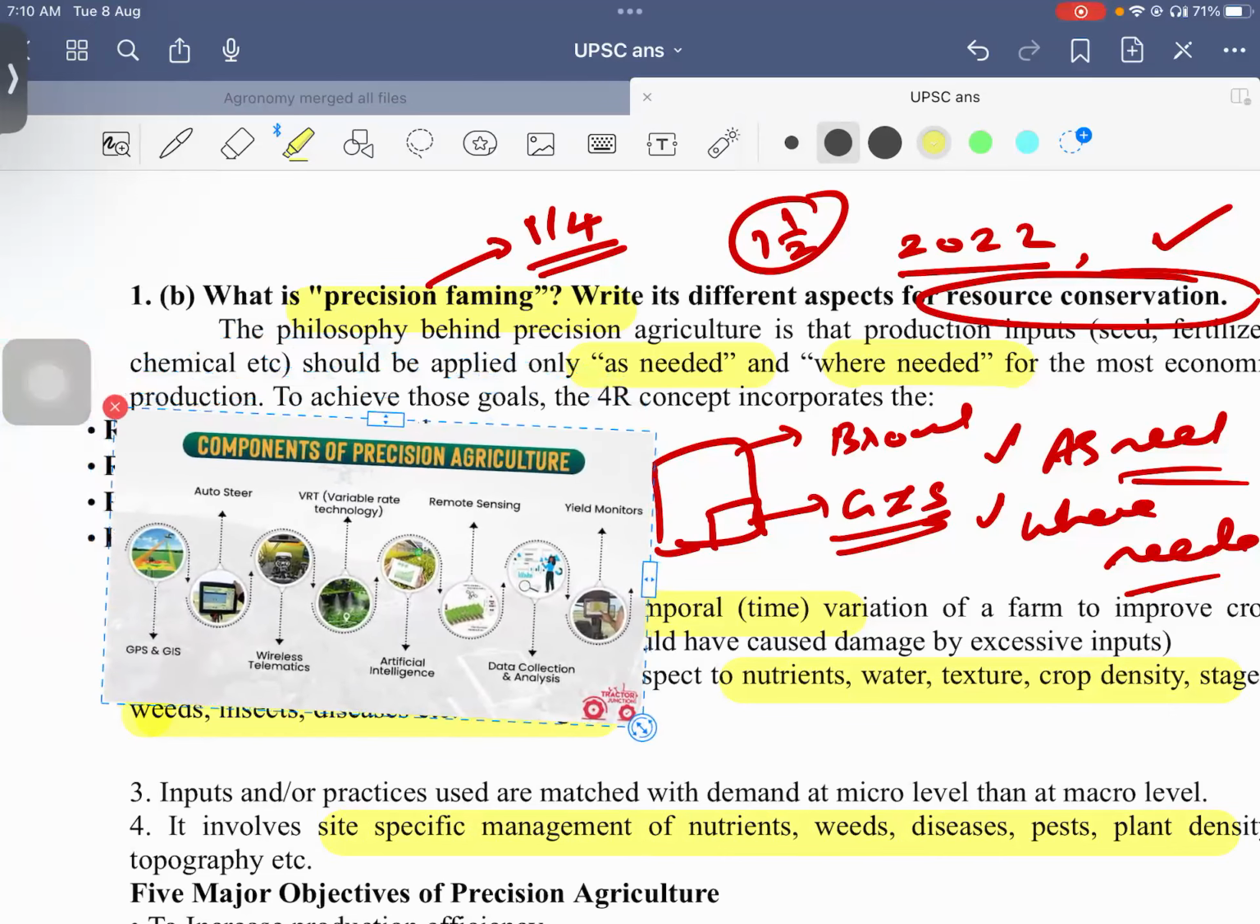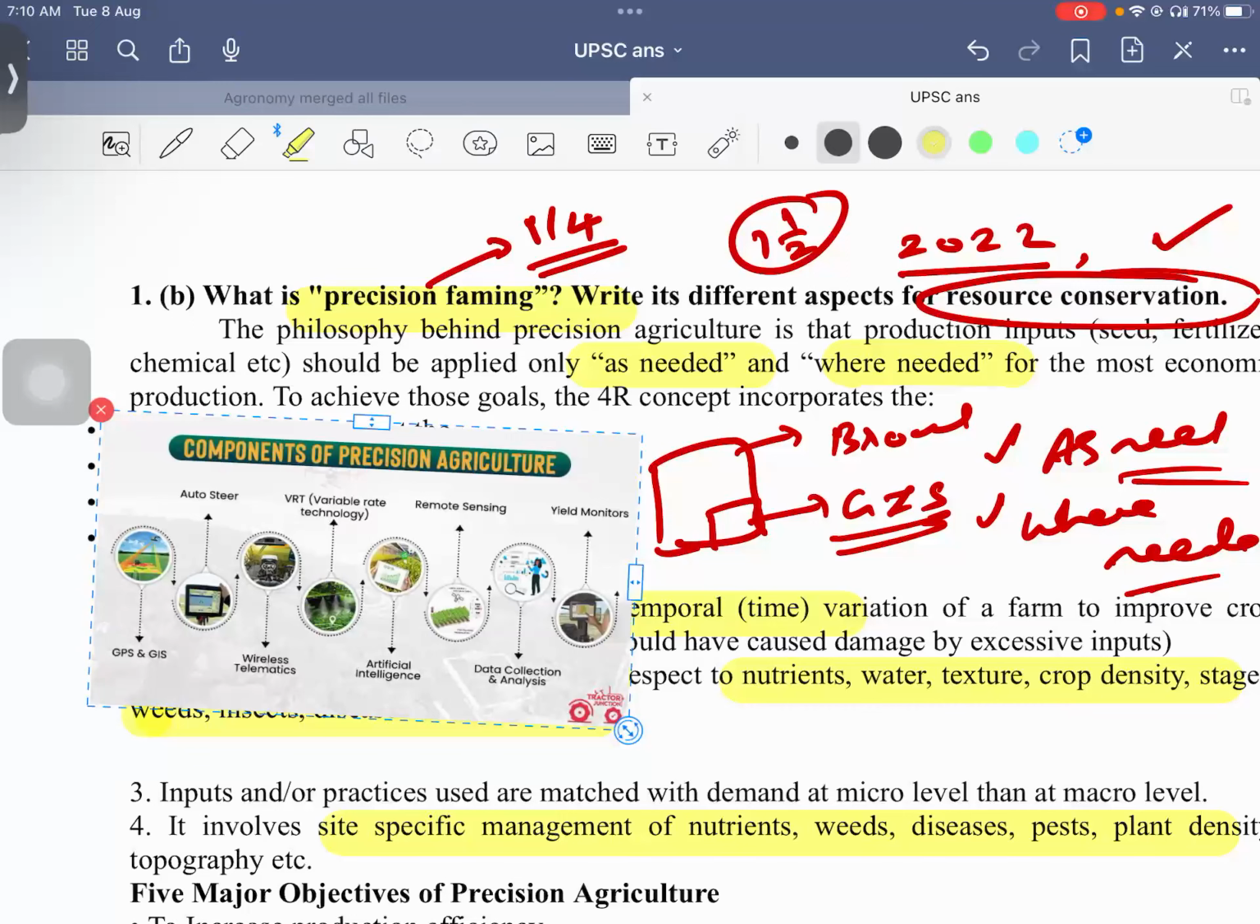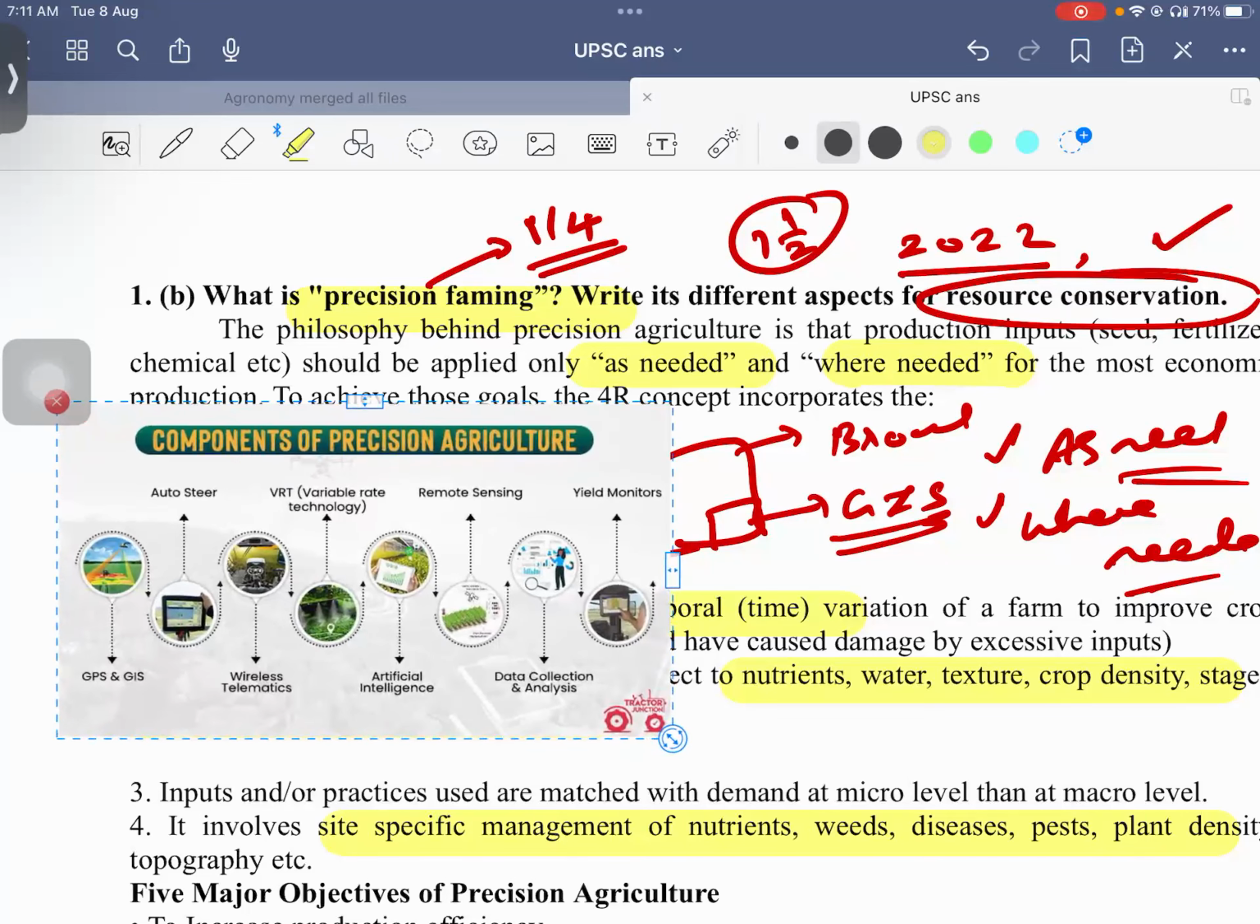Here we will know what we need to do at the right time, how much is the right dose, or what is the right quantity we need to apply. All these things can be ascertained better in precision farming. What are the components of precision agriculture? One is GPS and GIS tools.